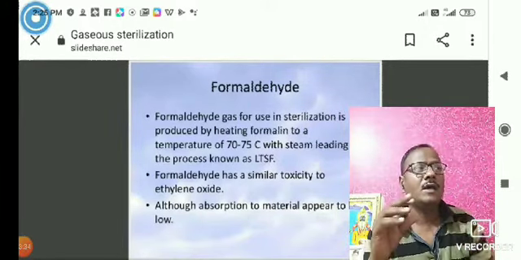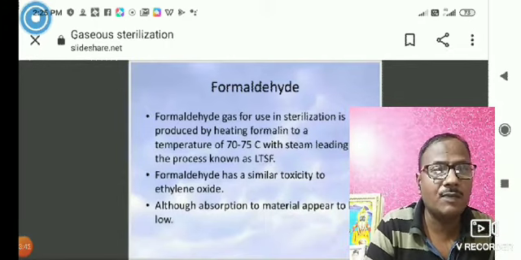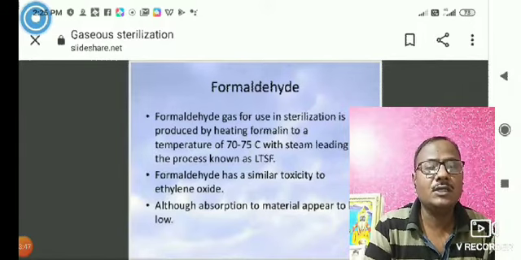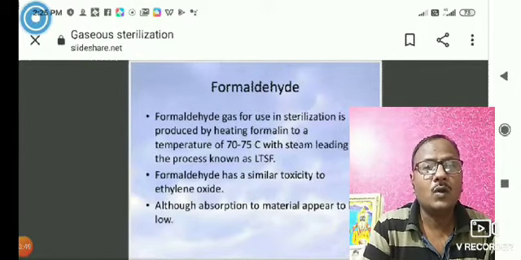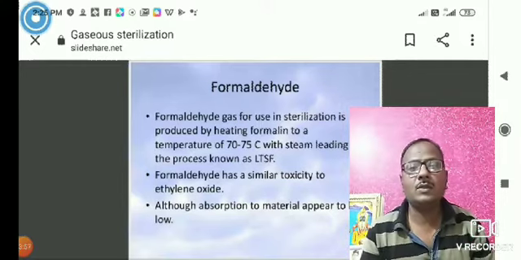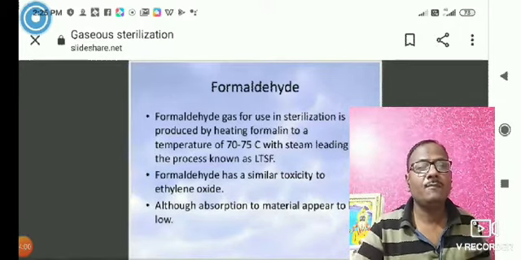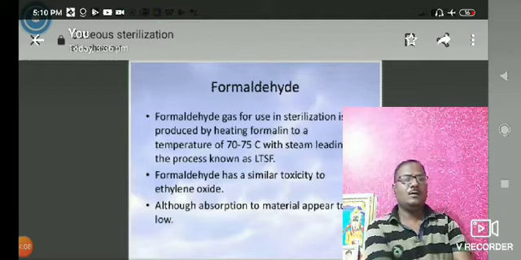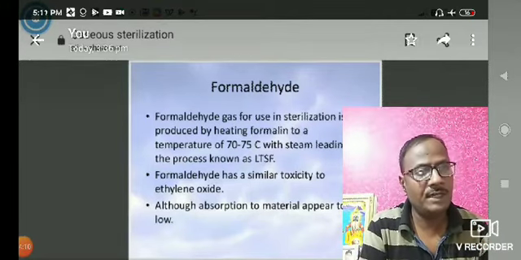So this is all about the different types of chemical agents, especially the gaseous form of chemical agents, vaporized chemical agents, or the fumigation process. They are generally used to kill air microorganisms. With the end of this part, the unit on air microbiology is completed.